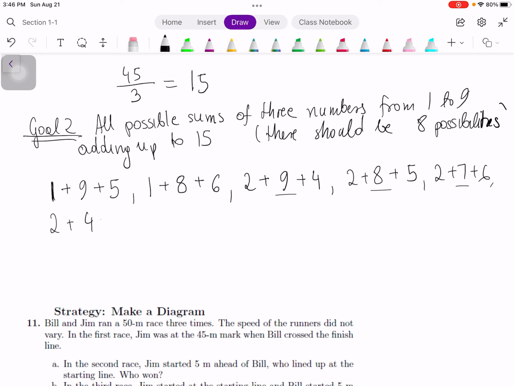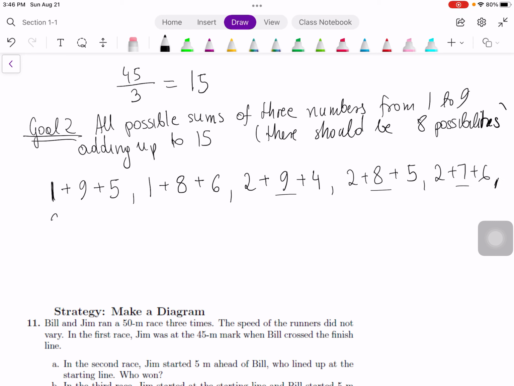2, 4, 9, okay, I already have. That's the sum here, involving 2, 9, and 4. And 2, 3 cannot be, because then the last number would have to be 10. Okay, so then I know actually those are all possible sums involving 2.